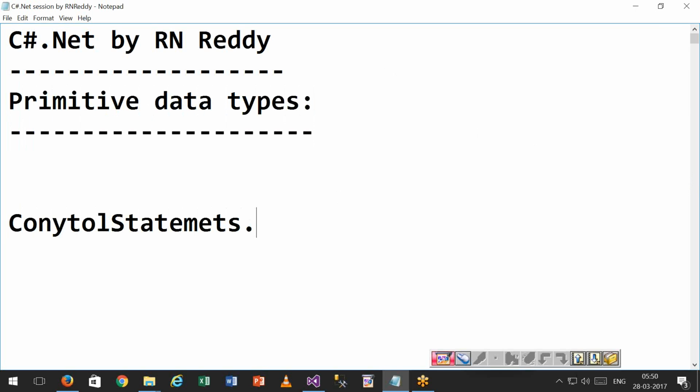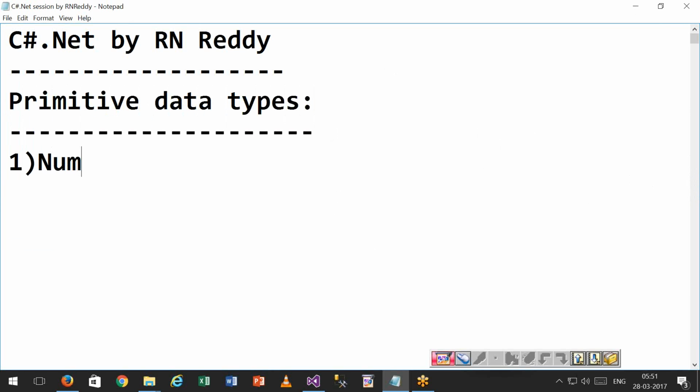Okay, now, guys, control statements we'll see later. Come back to primitive data types. Whether you remembered or not, can anybody explain about primitive data types? If you don't have noise, better to unmute and respond. Sir, the primitive data types are the data types defined by Microsoft.